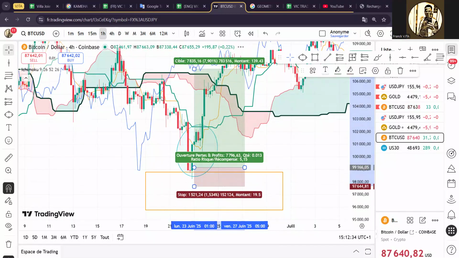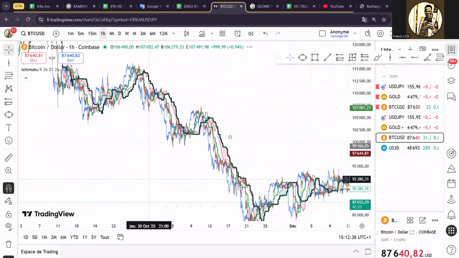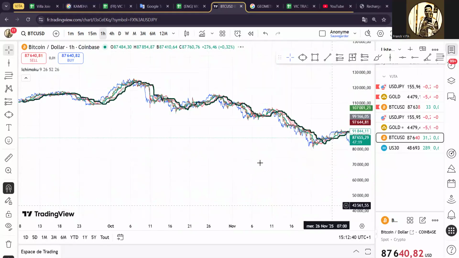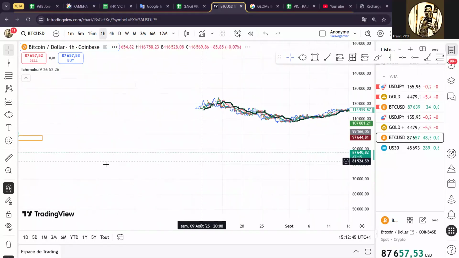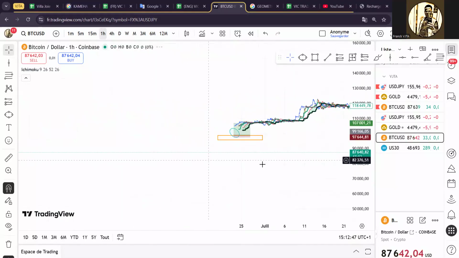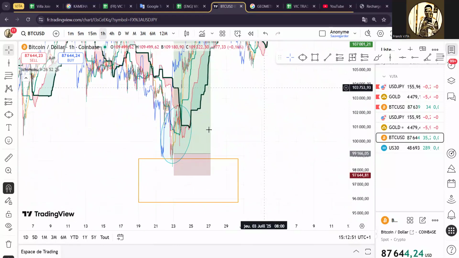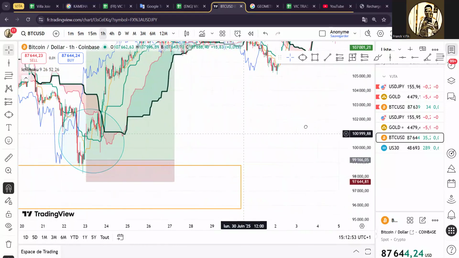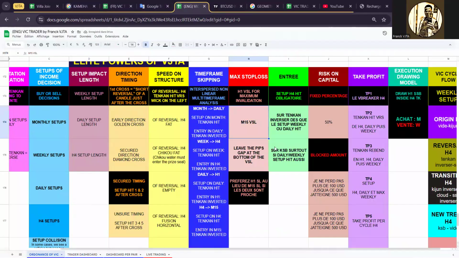And it's sometimes better for this kind of place to try to look on 1 hour. A 1 hour stop loss will always be better than a 15-minute stop loss. Anyway, that's what I am trying to say.